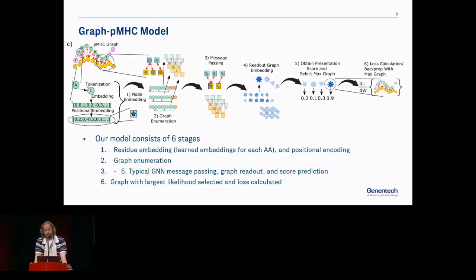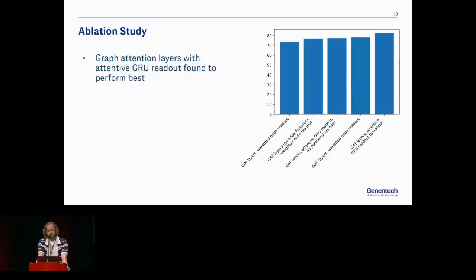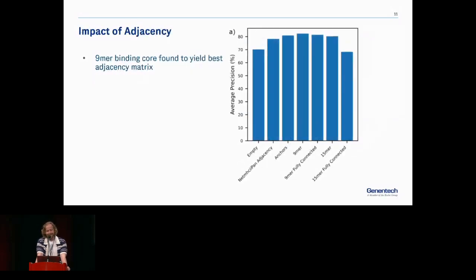So in practice, graph attention ends up being a good message passing, and then an attentive GRU readout for creating the graph embedding performs the best. And so now we have a really powerful sequence-based model at the end of our GNN, and so it's a question of how much work is really being done by the adjacency matrix.